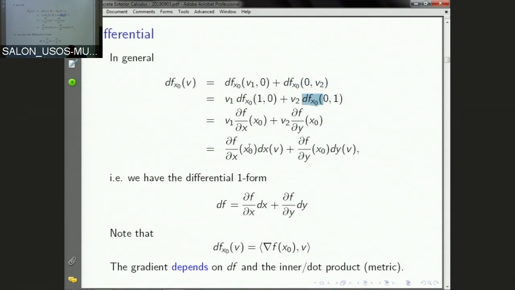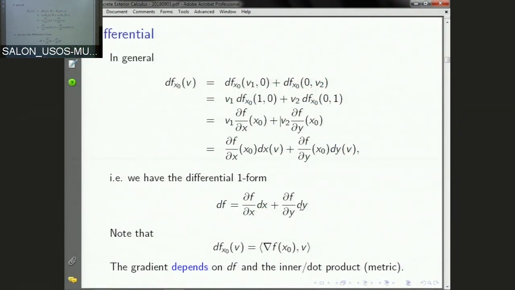Anyway, once I've done that, I realize that v1 is the answer to this command, dx of v. So I just rewrite it that way. This corresponds to v1, and this one corresponds to v2. So if I factor out the v, what I have is the differential of f. The differential of f in standard coordinates is given by the partial derivative with respect to x times dx, plus the partial derivative with respect to y times dy.